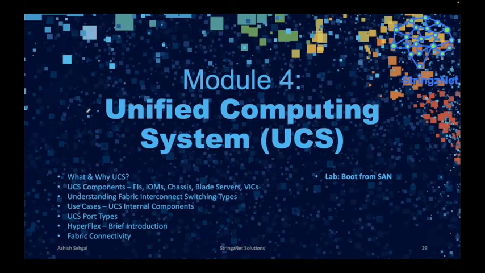Module number 4, unified computing system. This particular topic is the most important topic, very, very important topic, and highly ignored topic by us, the typical data center engineers from networking background, from our routing and switching background. We just simply think this is a topic which is going to talk about server, and server is not my cup of tea. So we skip this particular topic called unified computing system.